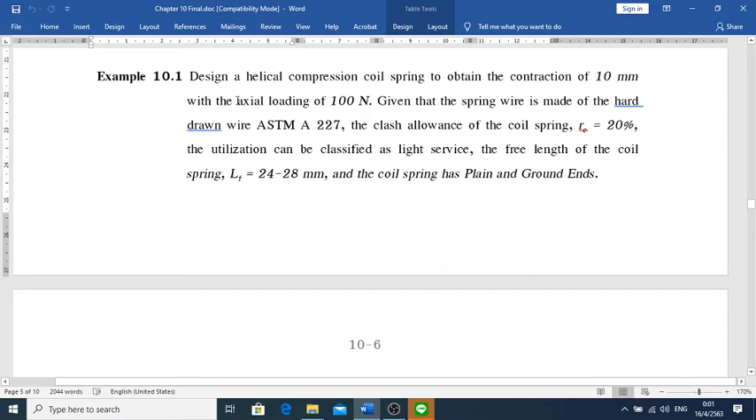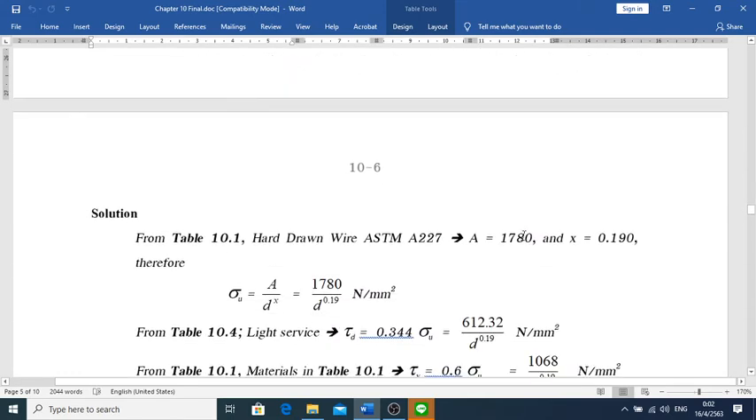Example 10.1: design a helical compression coil spring to obtain a contraction of 10 millimeter with an axial loading of 100 Newton. Given that the spring wire is made of hot-drawn ASTM A227, the clash allowance of the coil spring, R sub C, is 20%. Utilization can be classified as light services. The free length of the coil, L sub F, is 24 to 28 millimeter, and the coil spring has plain and ground ends. Okay, let's go for it.